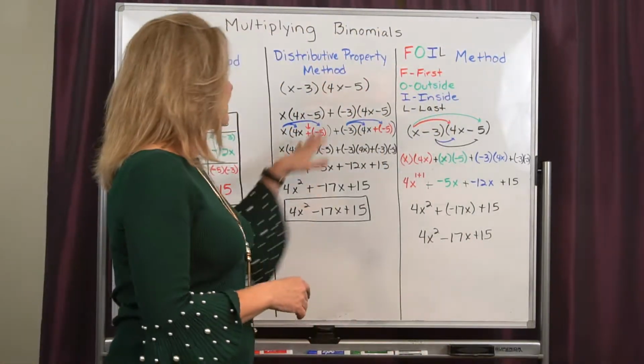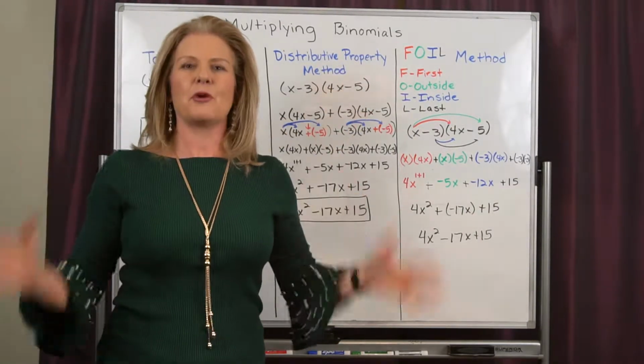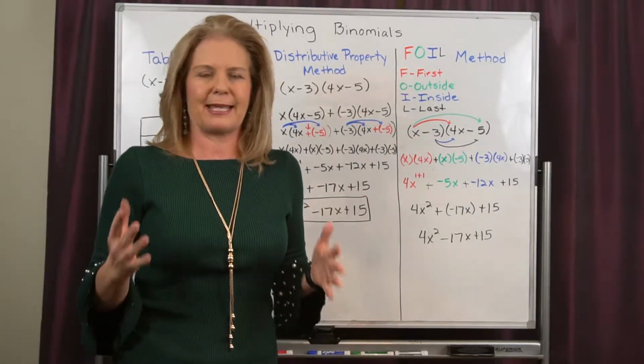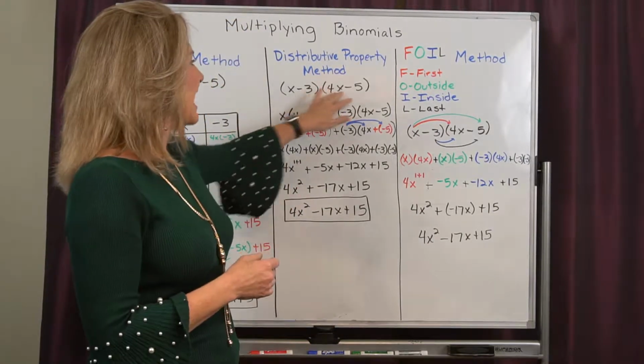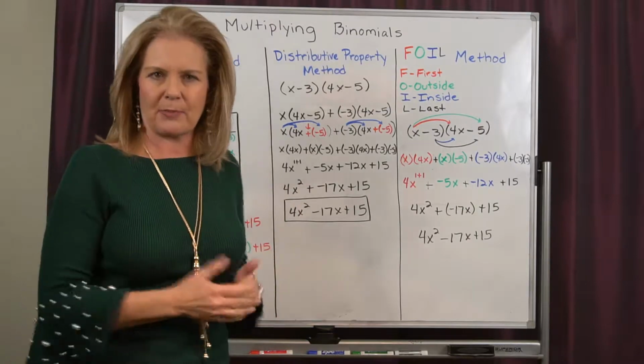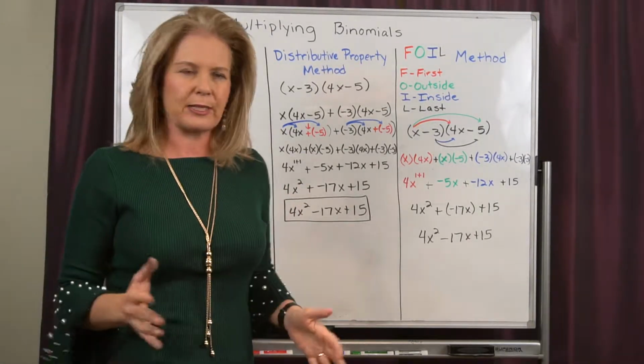The intermediate method is using the distributive property. That is like the most important property, it seems like, in algebra. What we do with that is I'm going to take that exact same binomial times binomial. I don't want to change it because I want to show you that each method works equally well.